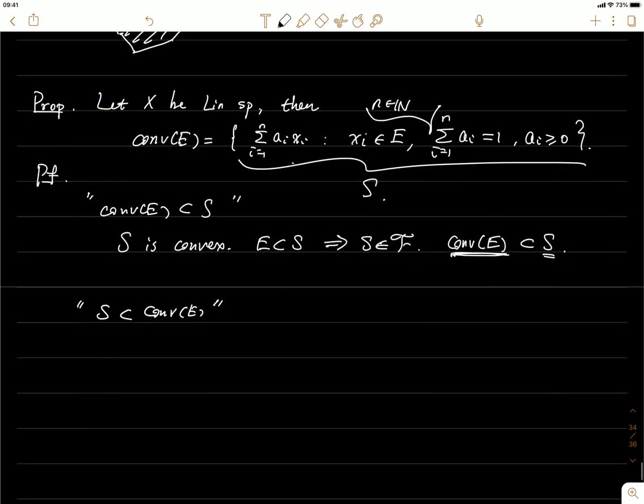Okay, I can show that S is also inside the convex hull of E. To show that, I just need to show that any element in S is also in E. And that's obvious. As you can see, S contains points like this. So if I have the xi's from E, then this must be contained in any convex set containing E.